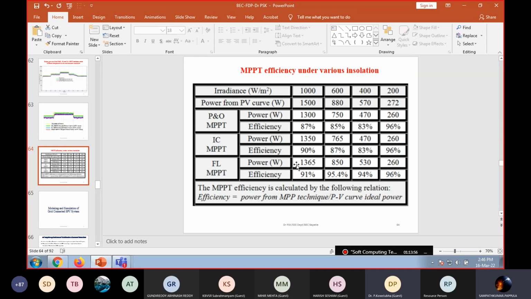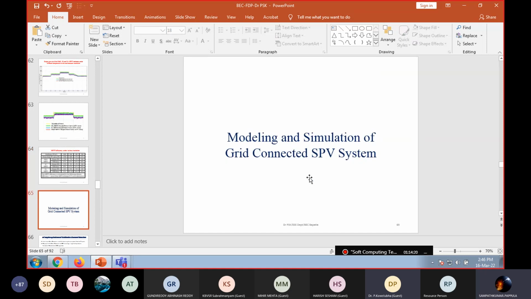Now the comparison table shows the PO method, IC and fuzzy logic method, and how the power and efficiency vary. Power is 1365 and efficiency is 91%. In case of IC, we will get only 90%, and the PO MPPT method 87%. That means by using FL, fuzzy logic, we get the maximum efficiency, right? So these are some values from the results.